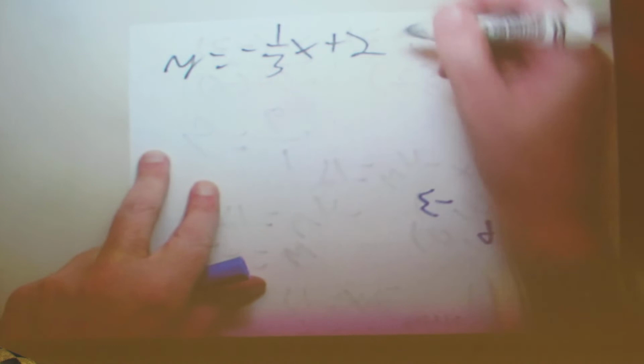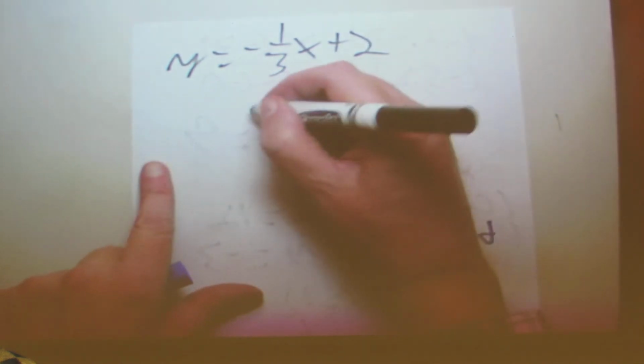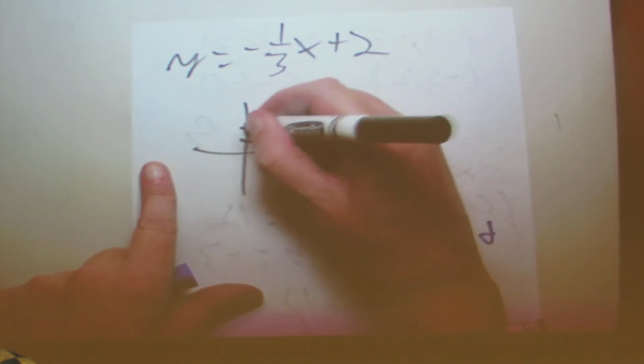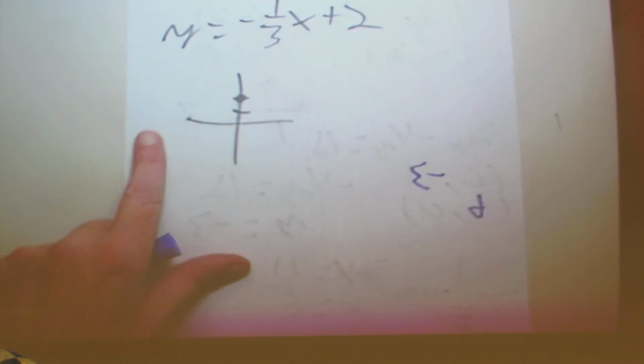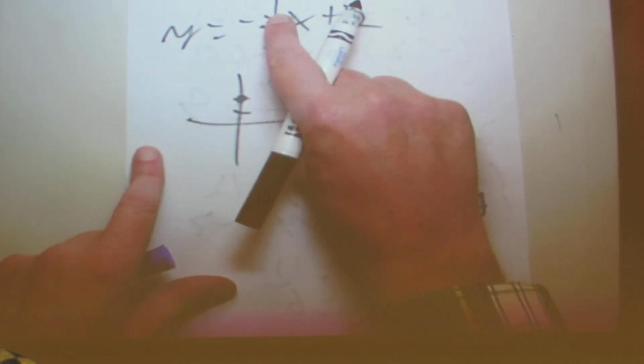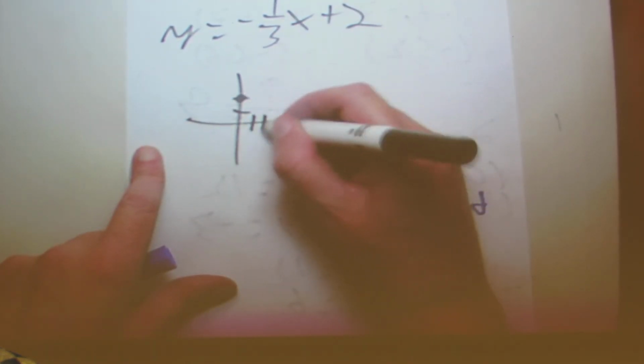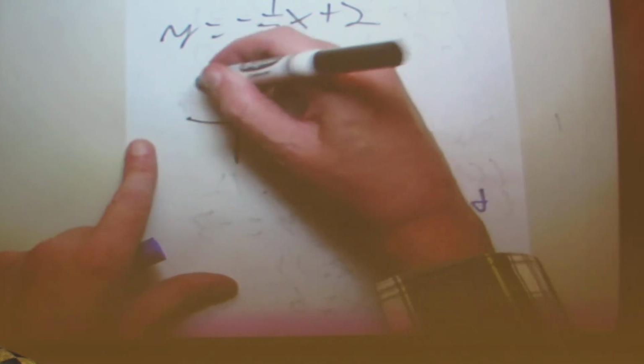So it's y equals negative 1 over 3x plus 2. So our y-intercept is 2. So we're going to go up 1, 2, and put our point. Then we know that we see that we're going to go down 1 and over 3. So down 1 over 3. Draw the line through those 2 points.